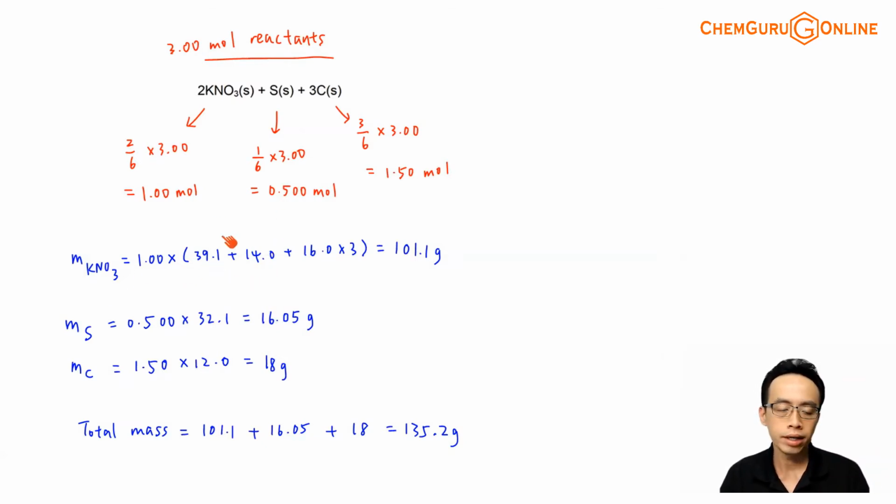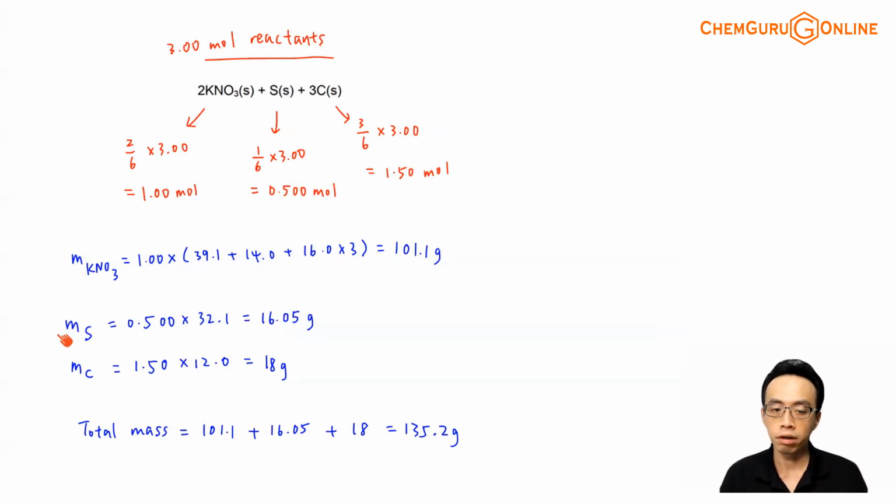So 39.1 is the atomic mass for potassium, 14.0 is the atomic mass for nitrogen, 16.0 is the atomic mass for oxygen. And we have 3 of them, so we have to times 3 here. So we can work this out. The mass of KNO3 involved will be 101.1 gram. Now, again, we can do the same for sulfur and carbon.